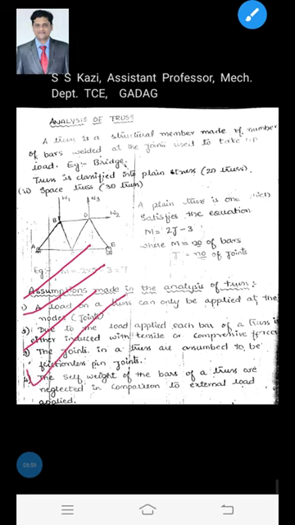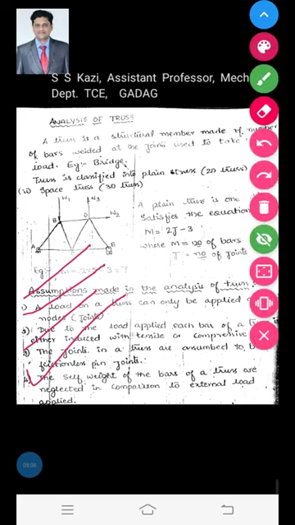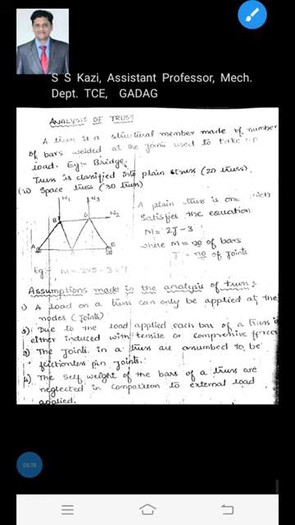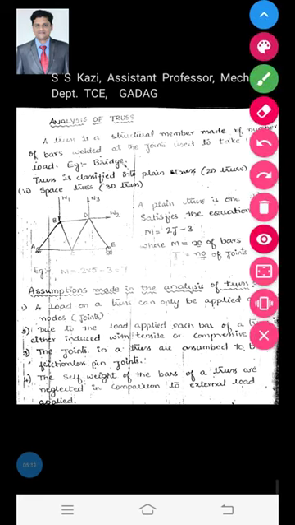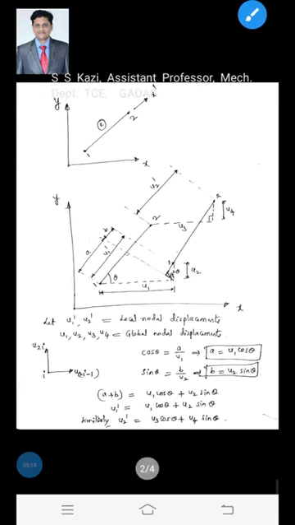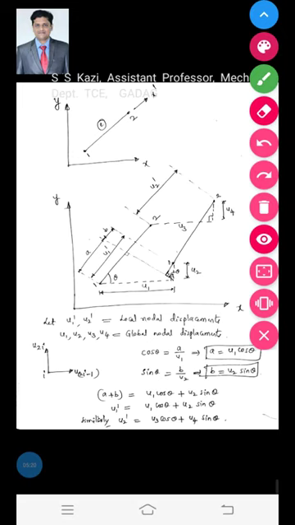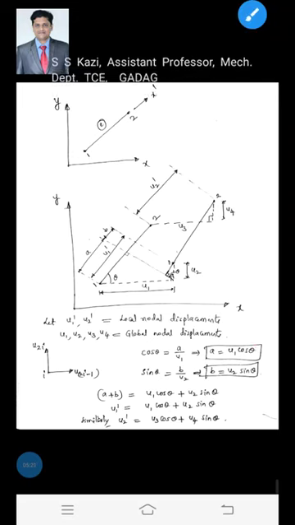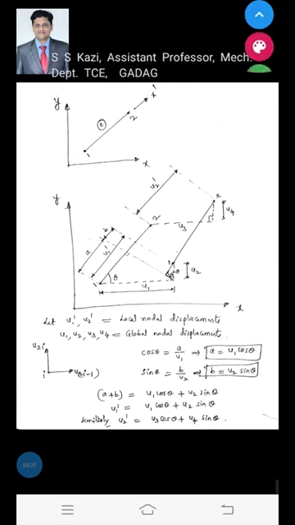And fourth assumption, the self weight of the bars of a truss is neglected in comparison to the external load applied. Okay, now next we will discuss the relationship between local and global nodal displacements. What do we mean by local and global? The local refers to the single element and global refers to the entire structure, as we know.